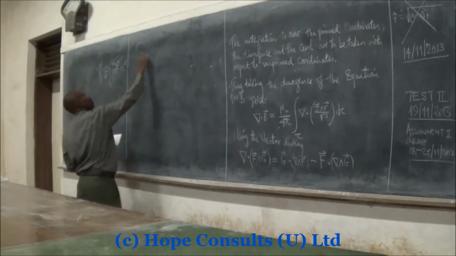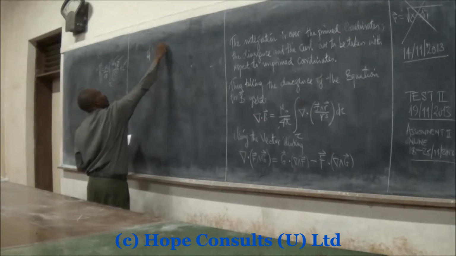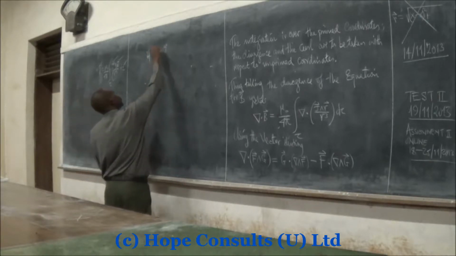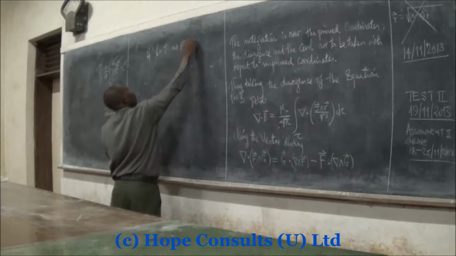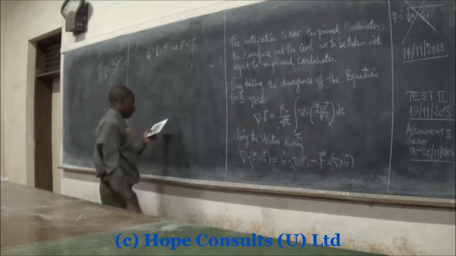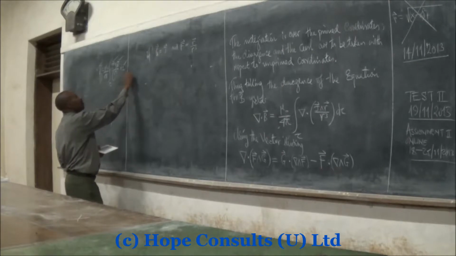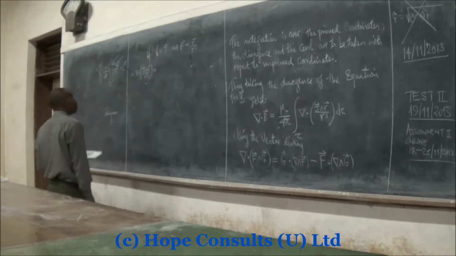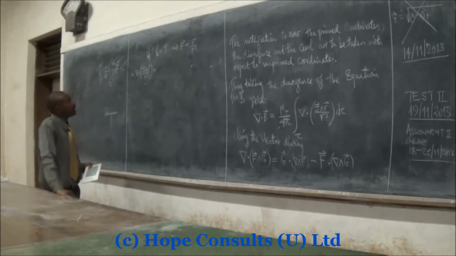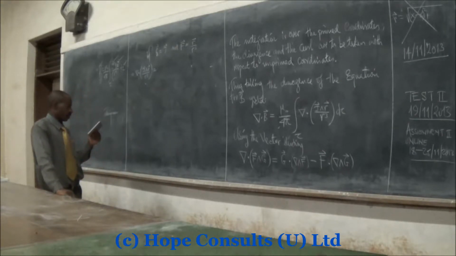So if B is equal to J and F is equal to R over R cubed, then this would imply that the divergence of J cross R over R cubed would be equal to G. I was supposed to be making this correction a long time ago, but I don't know why.